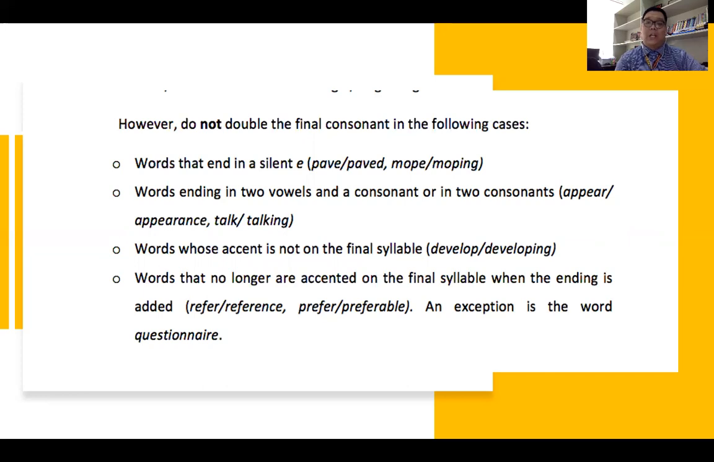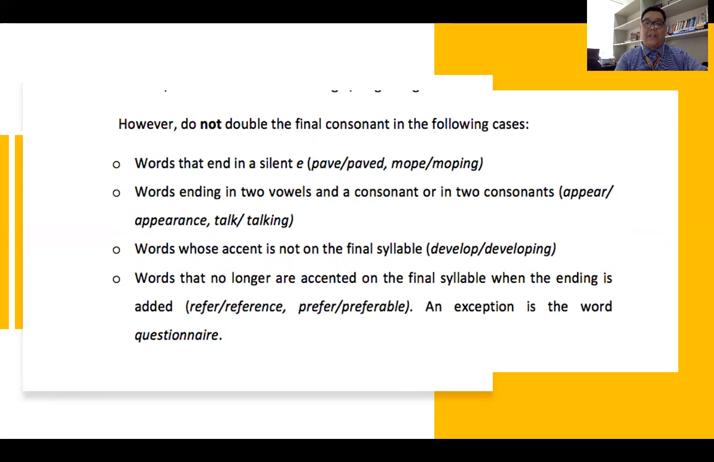Fourth, words that no longer are accented on the final syllable when the ending is added. For example, refer, reference. So when you add the suffix to the word, and then when you read it, the accent is no longer found on the final syllable, then there's no need for you to double the final consonant.